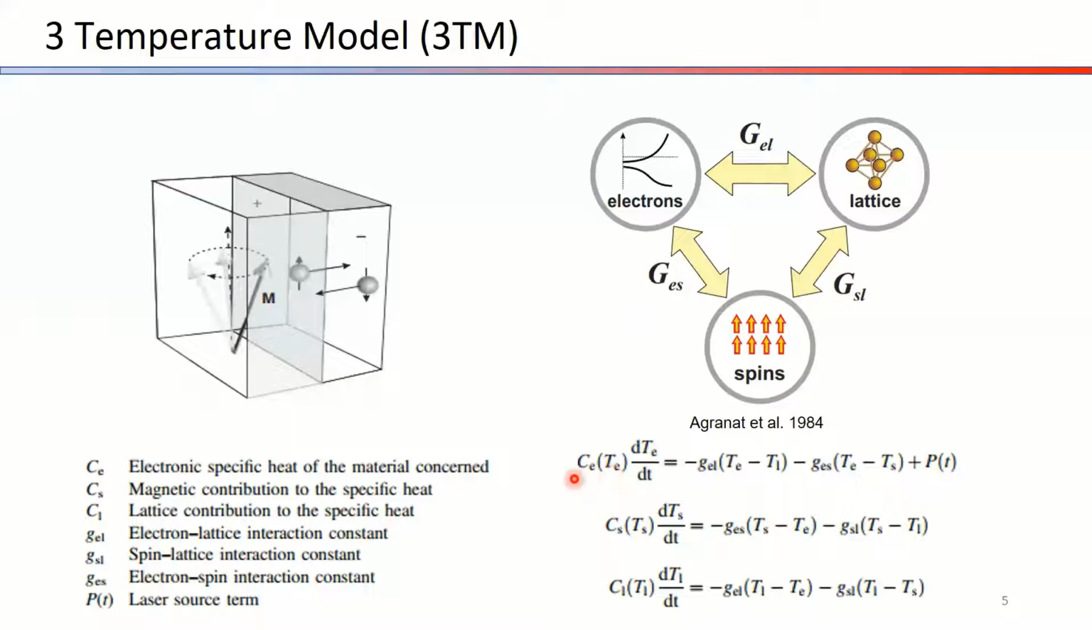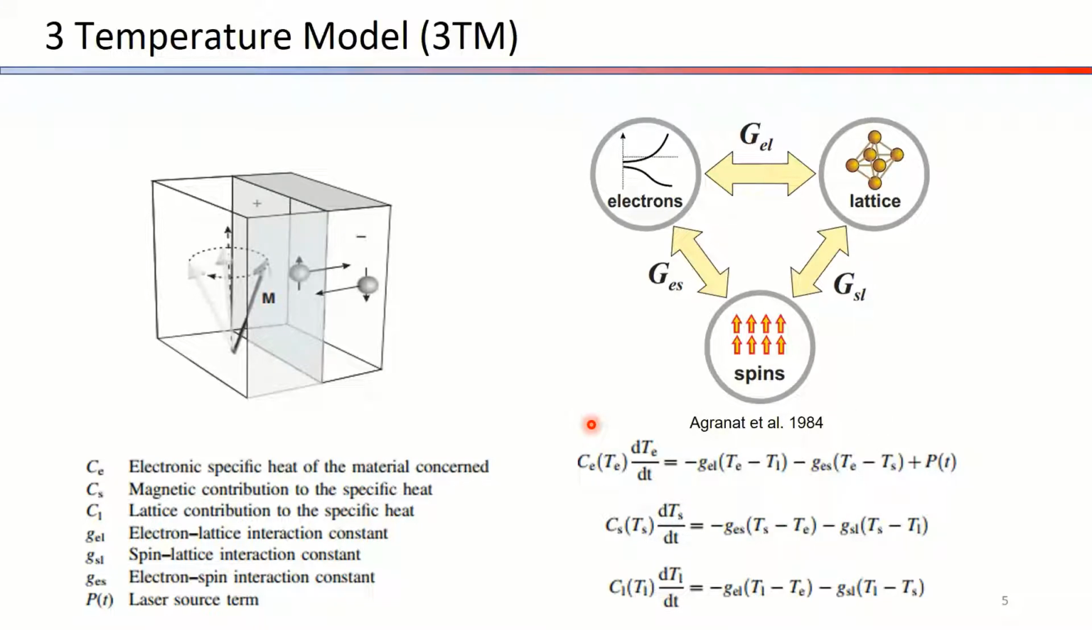So this one is the specific heat of the electron, with the differential temperature change with respect to time, and this is with the difference of the temperatures, and this P(t) is the laser source term. And this one has the specific heat of the spin, and the lattice specific heat, with the different temperatures. So they connect and reach a new equilibrium after the femtosecond laser hits the sample.